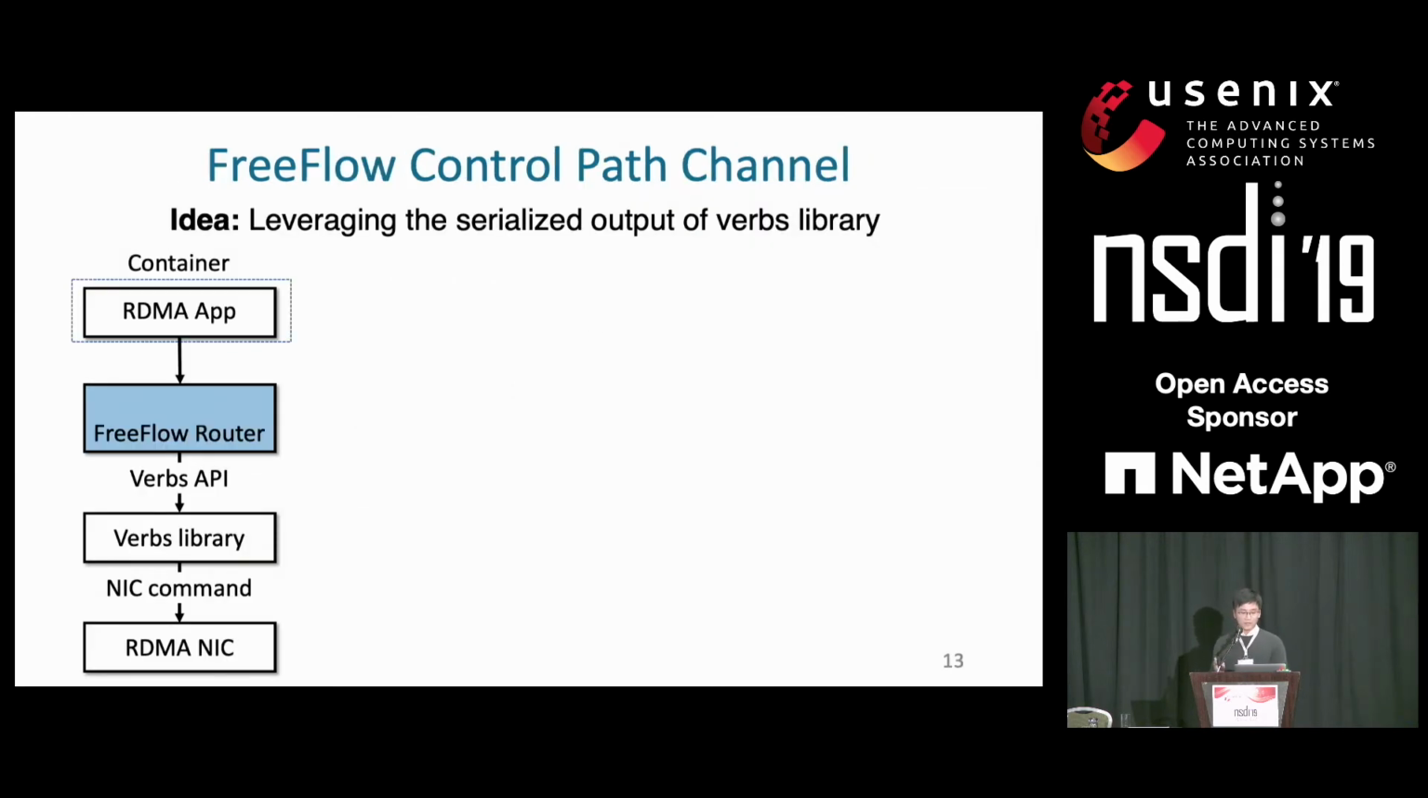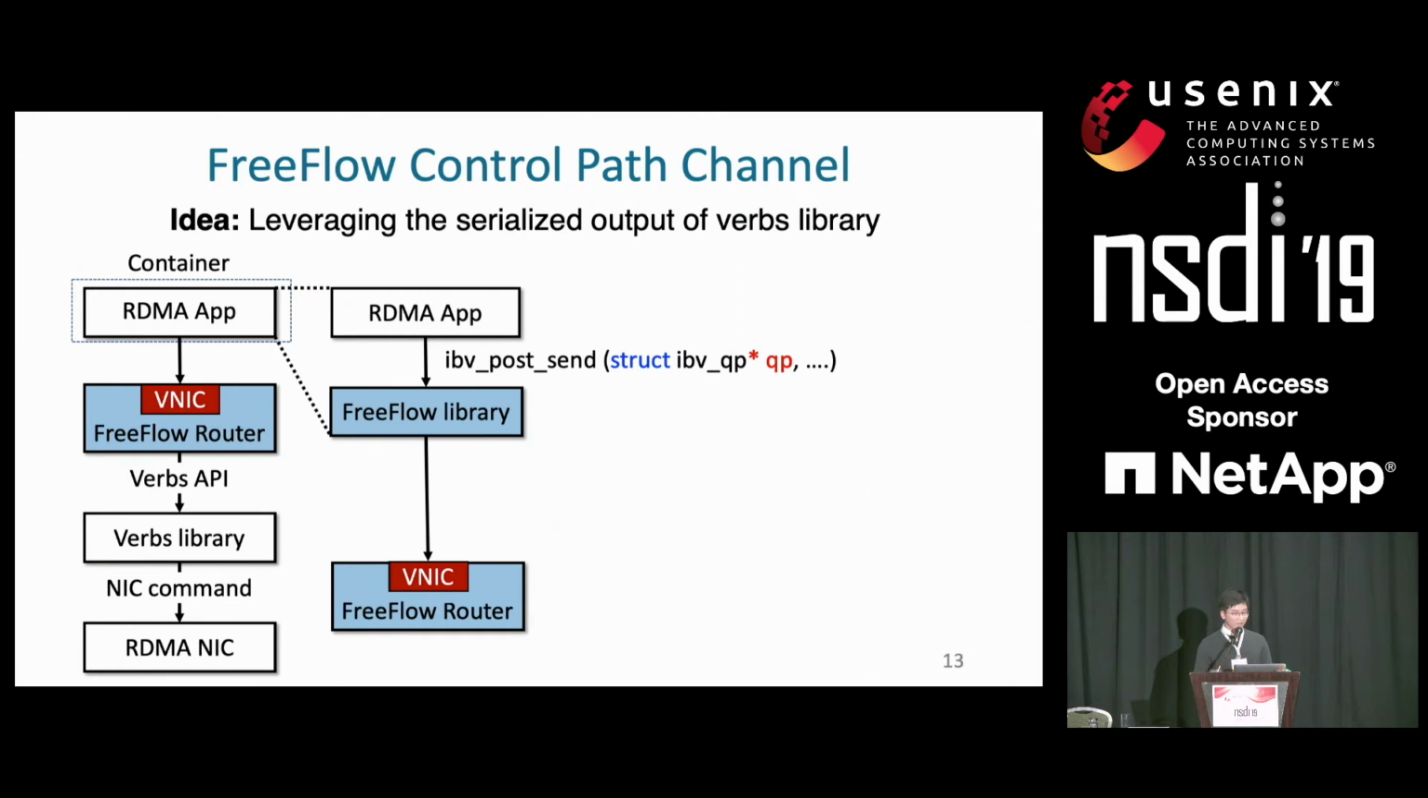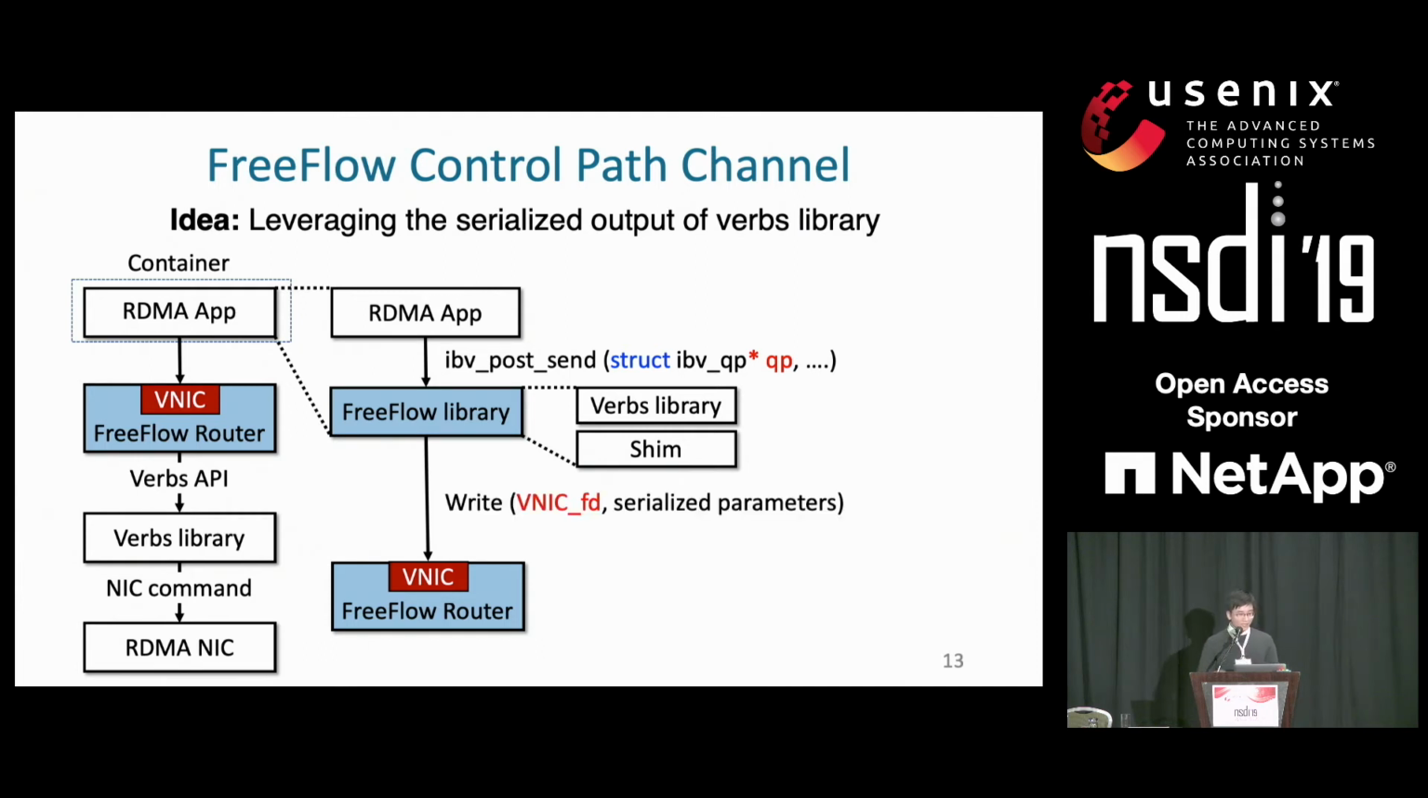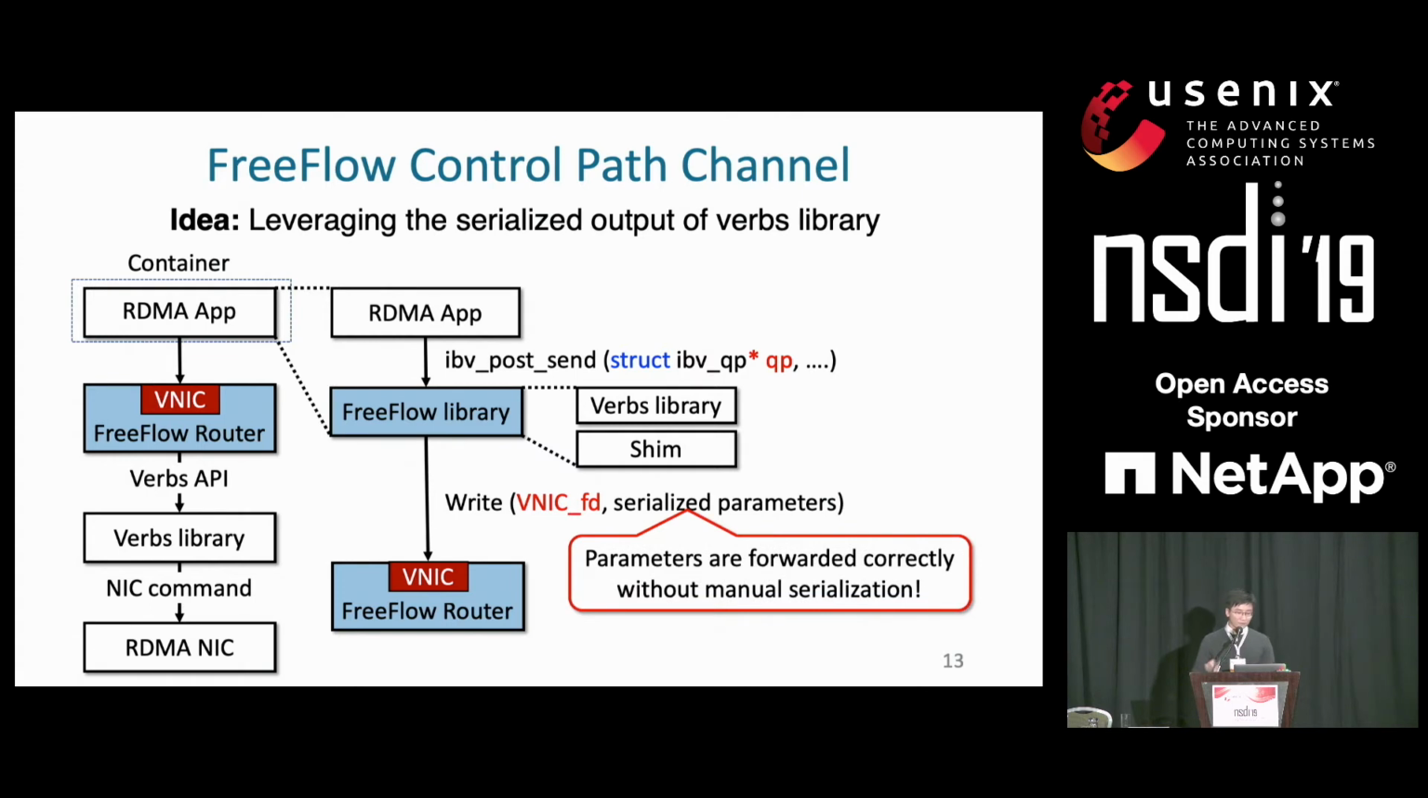So based on this observation, we decoupled the FreeFlow layer into two parts called the FreeFlow router and the FreeFlow library, and made the virtual NIC, or VNIC, an interface between them. And our shim layer intercepts the serialized output of the full-fledged Verbs library instead of intercepting the app-facing API call. Then we make it forward the Verbs call to the virtual NIC on the FreeFlow router. This way, the Verbs call can be forwarded correctly to the FreeFlow router without explicit serialization.